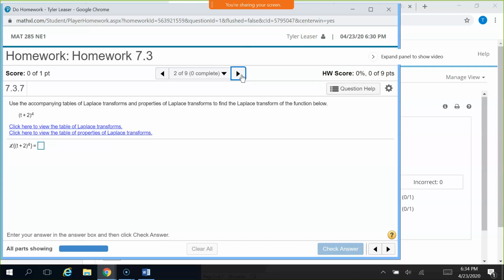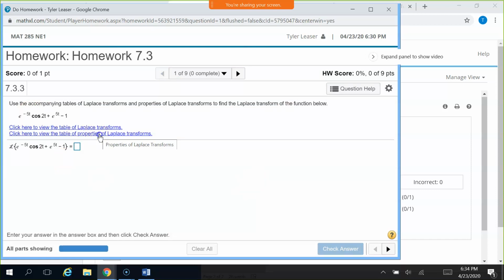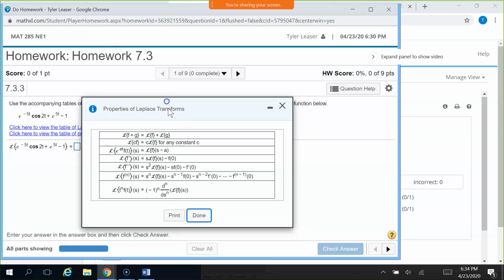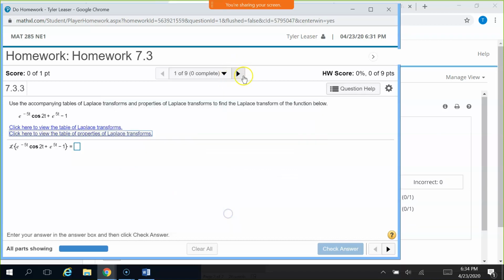Let's find a weird one, though. Here we go, a weird one. All right, so with this one, they also give you this table of properties, which is kind of nice. So, of course, adding functions together, we saw a constant. We've seen bringing out a constant. Multiplying by an e to the at out in front does something. And then the derivatives and raising stuff to powers all do something different.